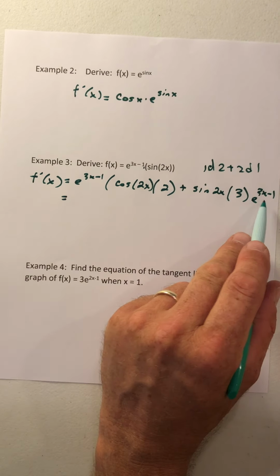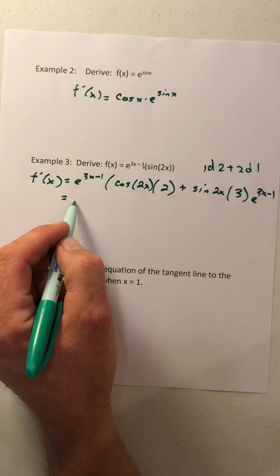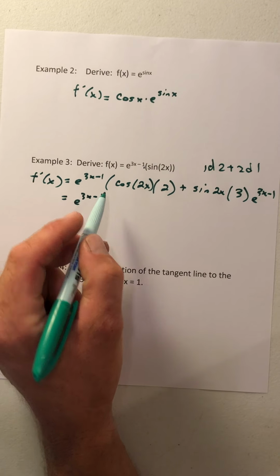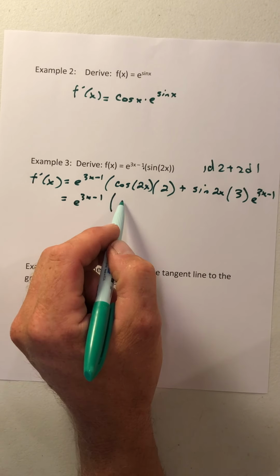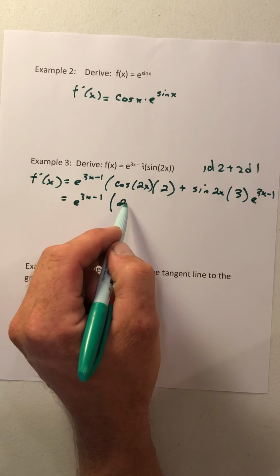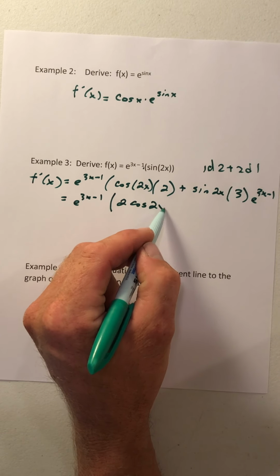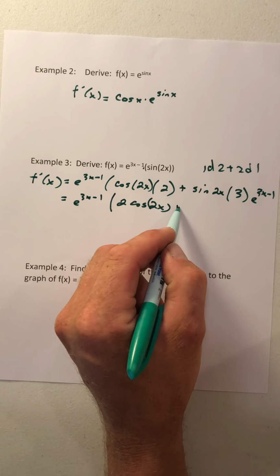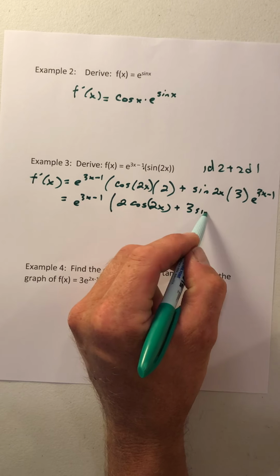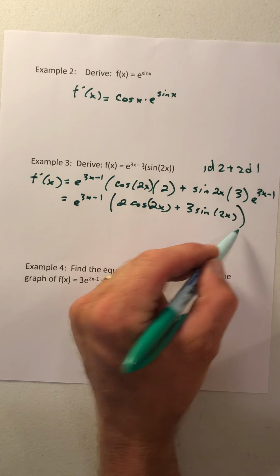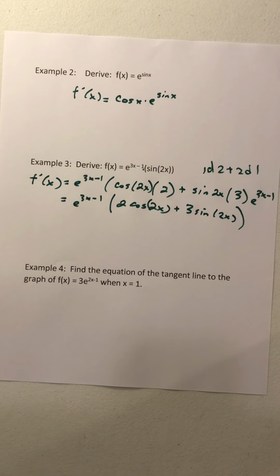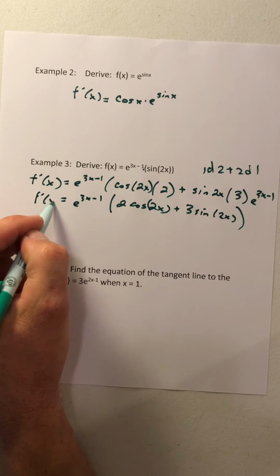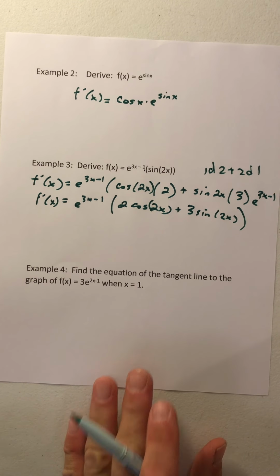We could see that we have an e to the 3x minus 1 that's in common with each of those terms. So we could factor it out like so. Now we have 2 cosine of 2x, put that in parentheses if you wish, plus 3 sine of 2x. And that's, again, going to be a good enough answer. You could do your double angles. We really don't worry about that too much at this point in time. Again, we're interested in what the derivative is.